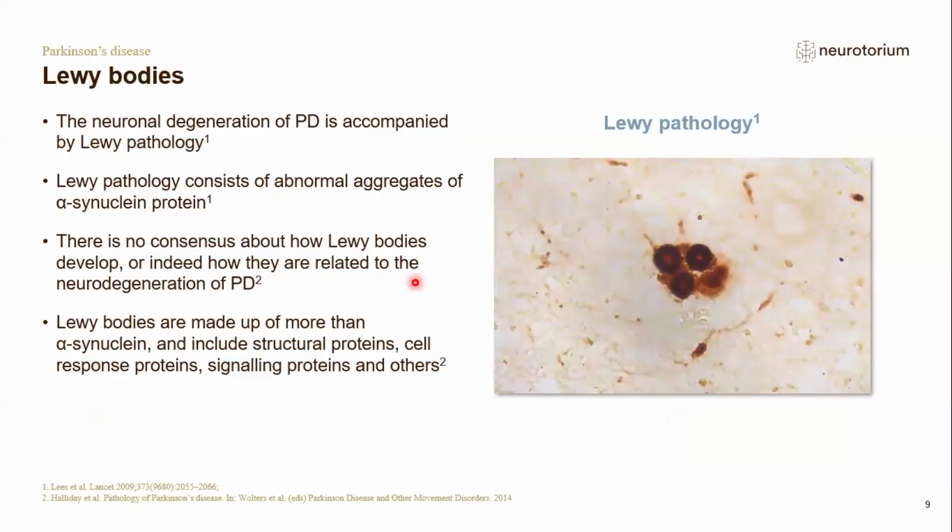Lewy bodies, like I said, are really aggregates of alpha-synuclein, and there's no consensus on how they develop or how they are related to the neurodegeneration of Parkinson's disease. But what we need to know is that they're actually made of alpha-synuclein, and we know that they also contribute to the cognitive changes that we see in Parkinson's disease as we shall go on.